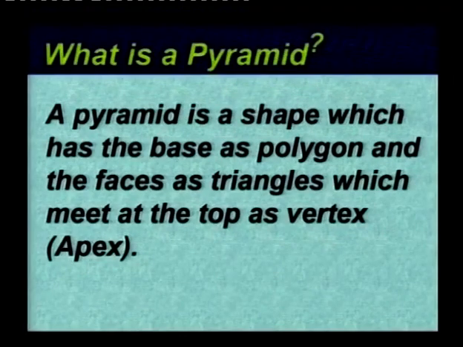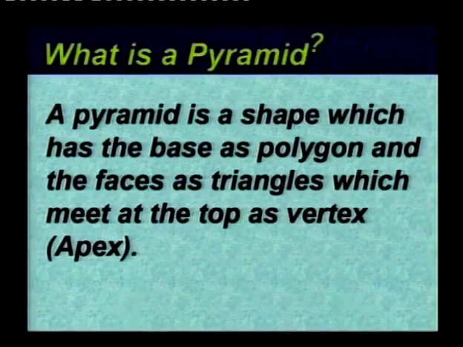So that's what you are going to be learning throughout the lesson. Okay, here we have the definition for pyramid. What is a pyramid? Following through, a pyramid is a shape which has the base as a polygon and the faces as triangles, which meet at the top as a vertex, called the apex. Okay, here up front, I have a concrete material of a pyramid.